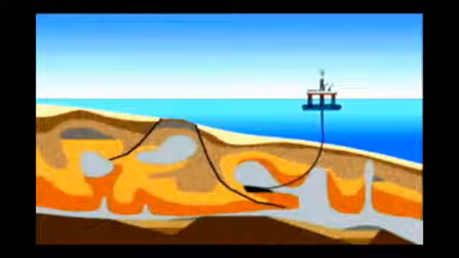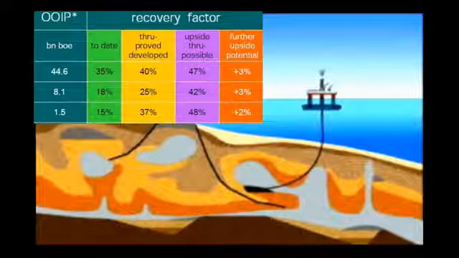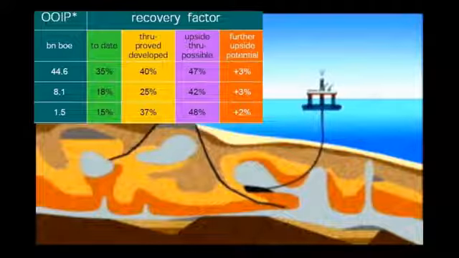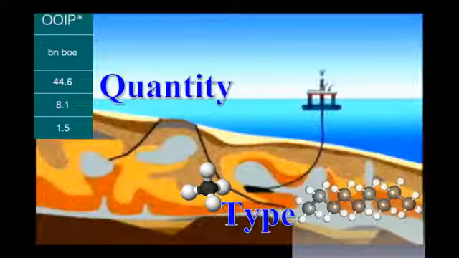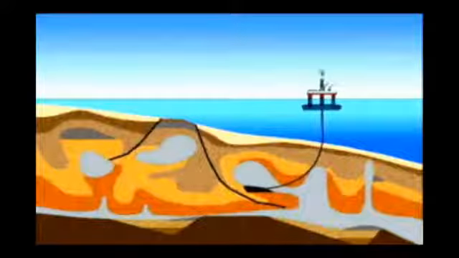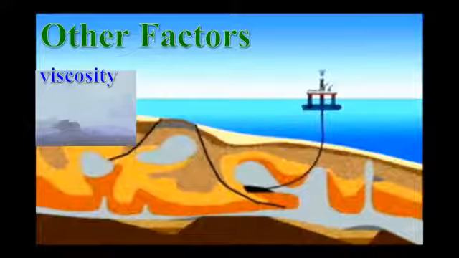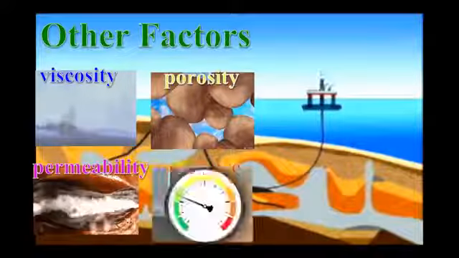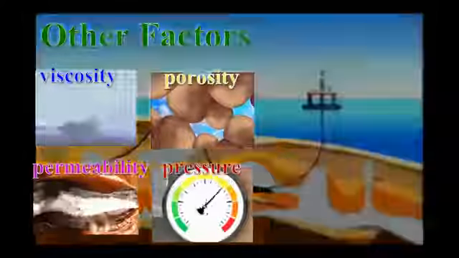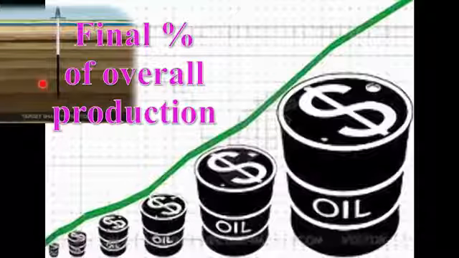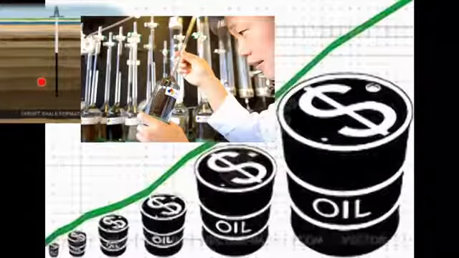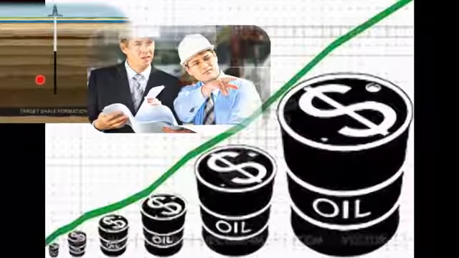In other words, the final percentage of hydrocarbon retrieval from a particular well and reservoir not only depends on the type and quantity of the reservoir's hydrocarbons, but also on other factors like viscosity, porosity, permeability, and pressure encountered. That said, know that final percentages of overall production can be greatly increased by good engineering that includes good planning. Suffice to say that the opposite is also true.